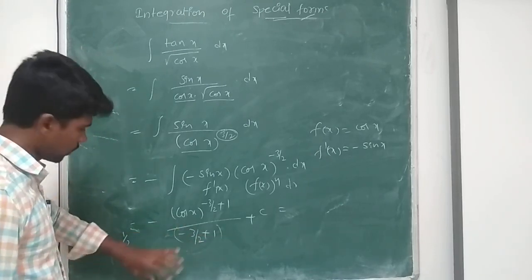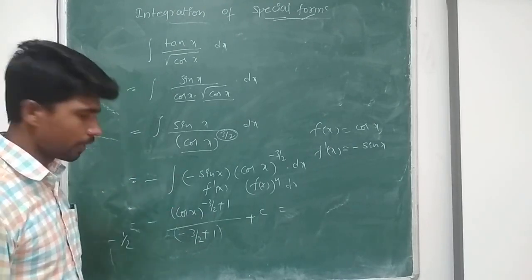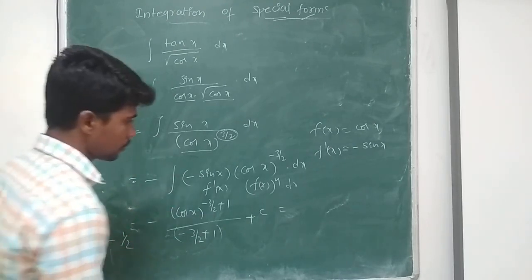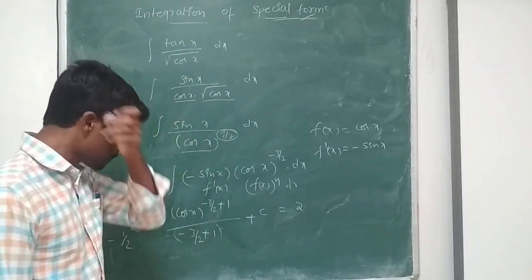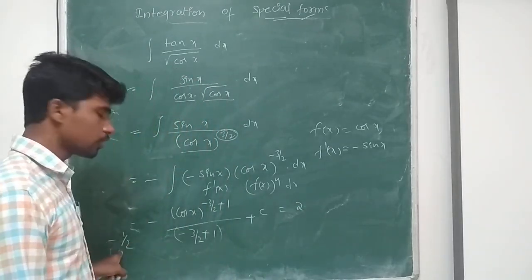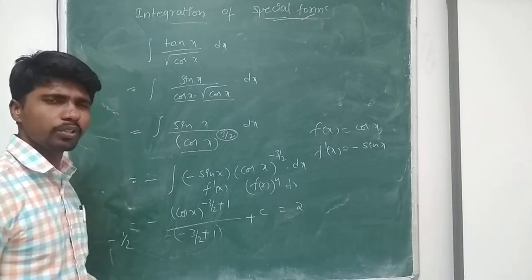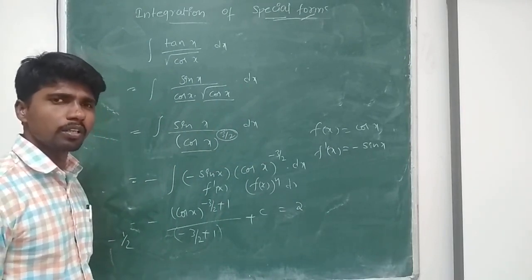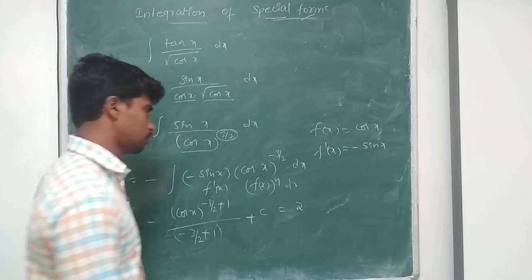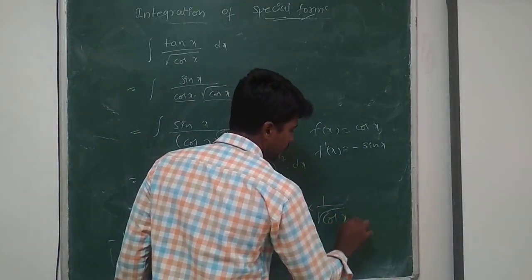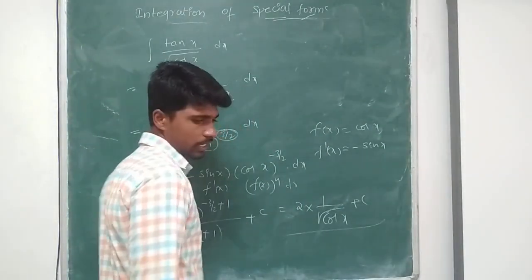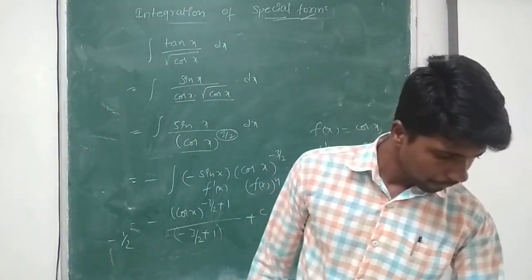Its reciprocal, it is in the denominator, so we get minus 2 by 1. So minus into minus is plus. So I get the answer as 2 by 1 into cos x power minus 1 by 2. Cos x power minus 1 by 2 represents 1 by root cos x. So we get 2 into 1 by root cos x plus a constant c.